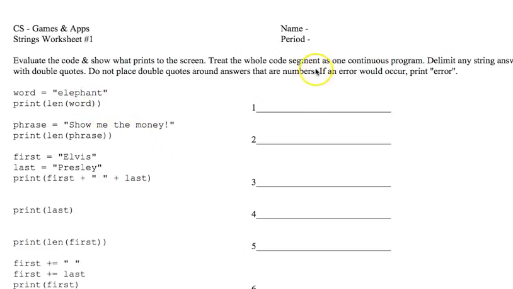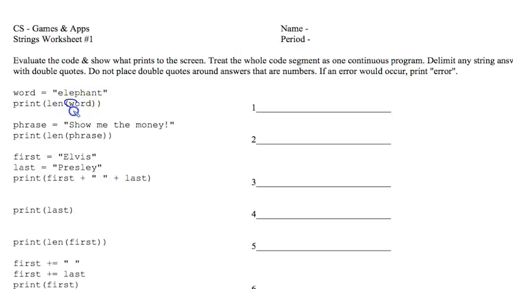Okay, number 1, we have this variable word, and it's equal to elephant, and we work from inside the parentheses out on the second line of code. So len(word). Len is the len function built into Python. It counts up the number of characters in a string. So I'm counting the letters in elephant: 1, 2, 3, 4, 5, 6, 7, 8.